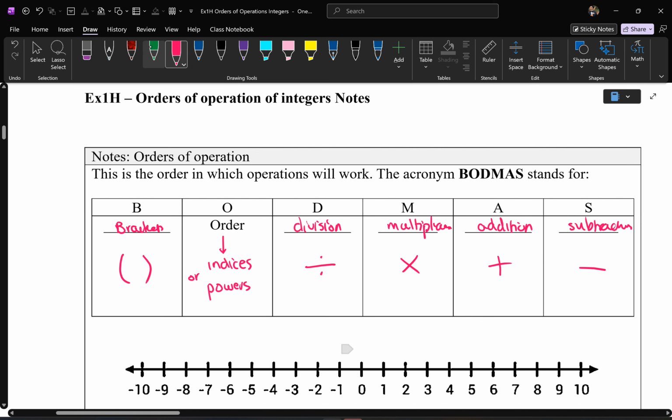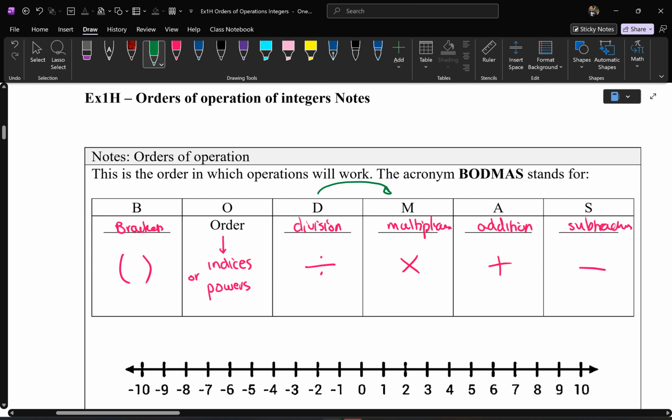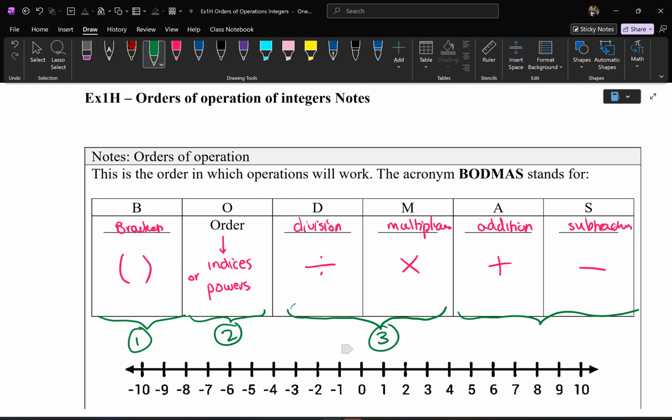Now, one of the things that I find students tend to mix up is that it doesn't mean division comes before multiplication. They're actually the same ranking. So draw a bracket underneath it to remind yourselves that brackets is number 1, indices is number 2, and division multiplication is number 3. They're together. Same thing with addition and subtraction. Addition doesn't come before subtraction. They're both the same ranking. Okay, so it's 1, 2, 3, 4.